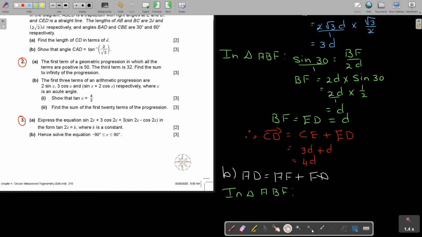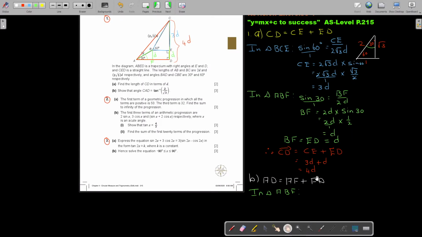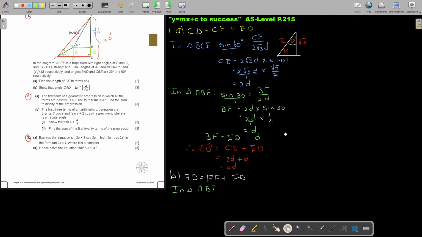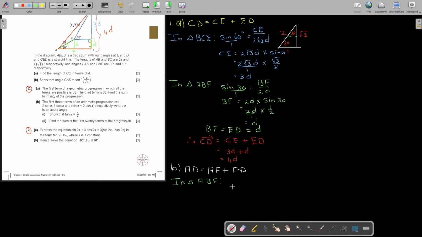Okay, let's just see if I make it a bit smaller. Then maybe I can see everything. Okay, let's see if we can do it like that.